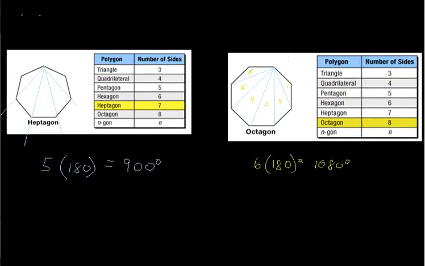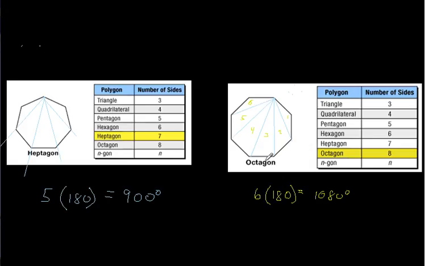Before we get started on our next problem, let's take a look at the two polygons we worked with before. In this octagon, I had 6 triangles inside of an 8-sided figure. Those 6 triangles multiply to give me 1080. In the 7-sided figure, I had 5 triangles. Let's even write that out.